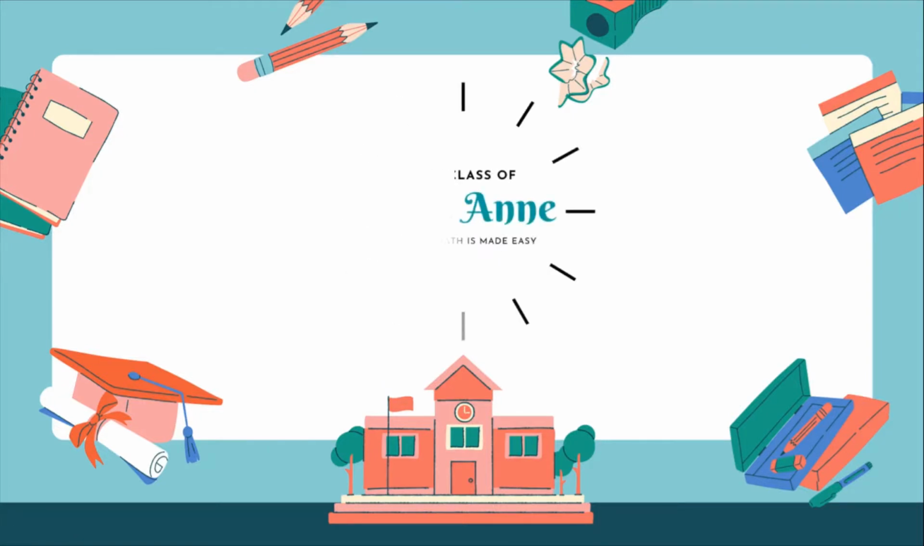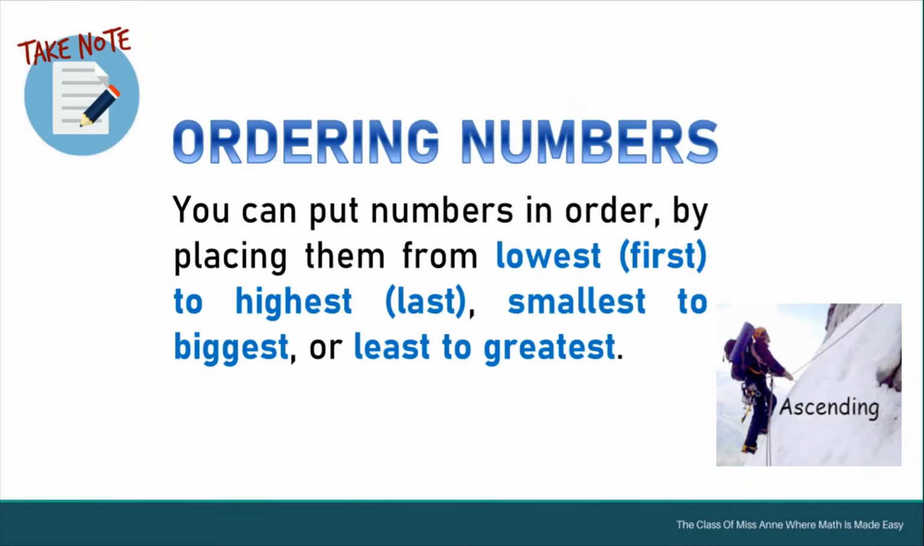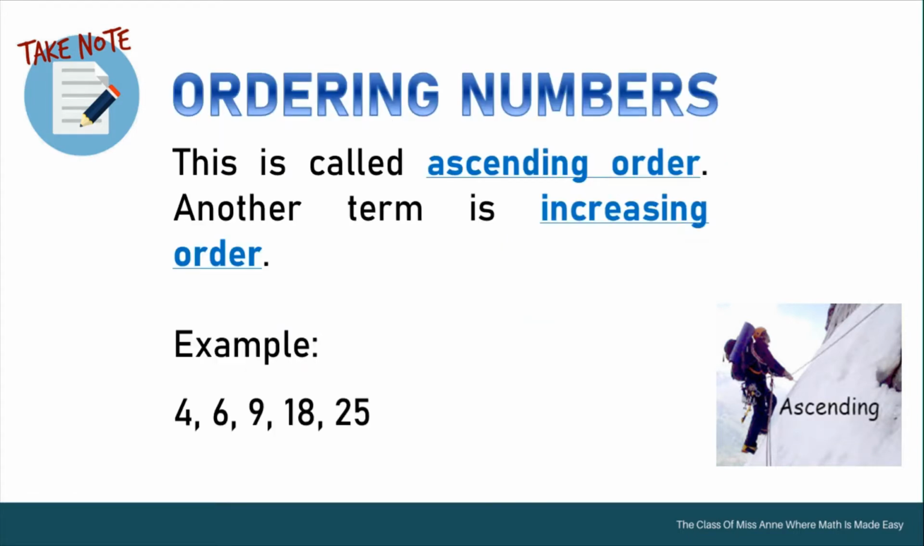Today we are going to talk about ordering numbers. You can put numbers in order by placing them from lowest to highest, smallest to biggest, or least to greatest. This is called ascending order. Another term is increasing order. Example: 4, 6, 9, 18, 25. It's just like you're ascending a mountain.